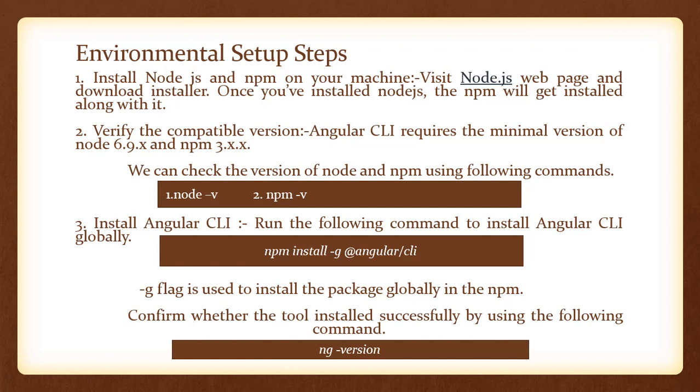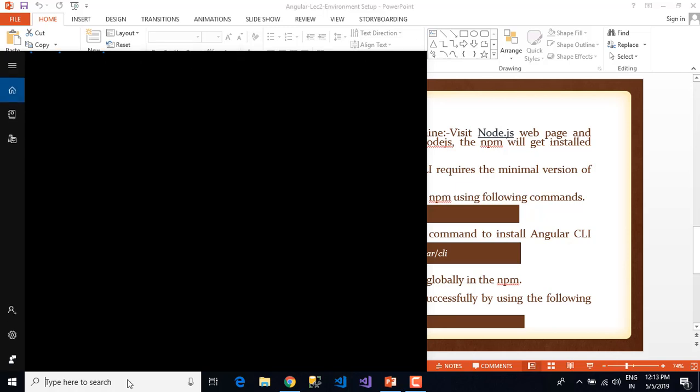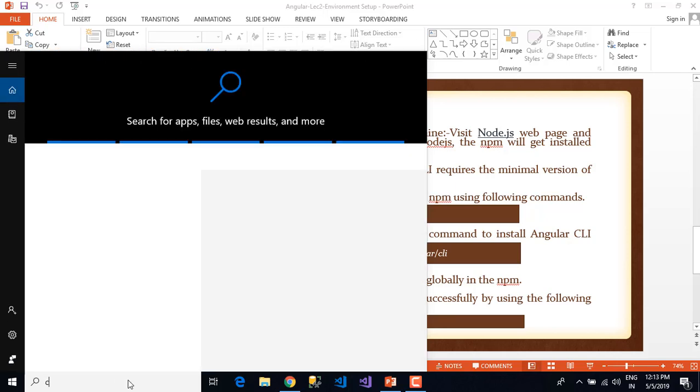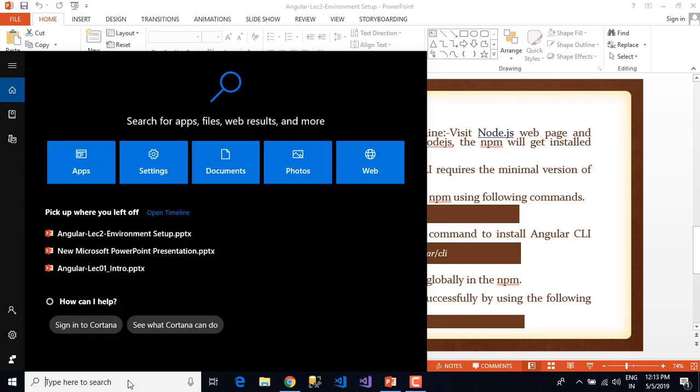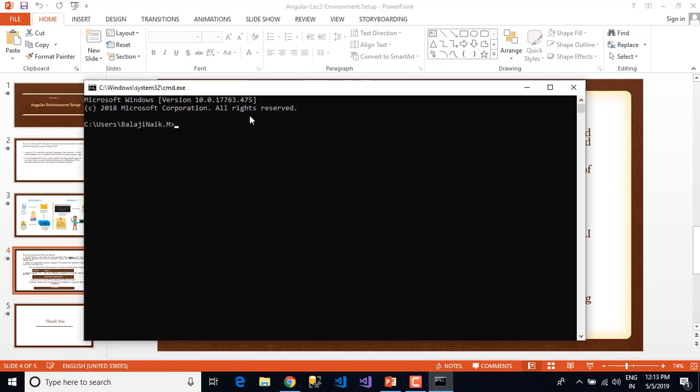So just verify the compatible version. Angular CLI requires a minimum version of Node 6.9.x and npm 3.x.x. So you can check whether Node.js is installed or not and which version of Node.js is installed. Just go to the search bar, search for cmd or search for run, open it, type cmd and open it.